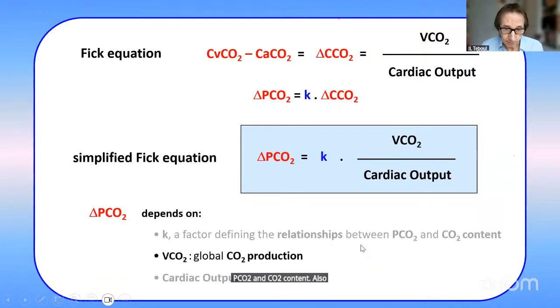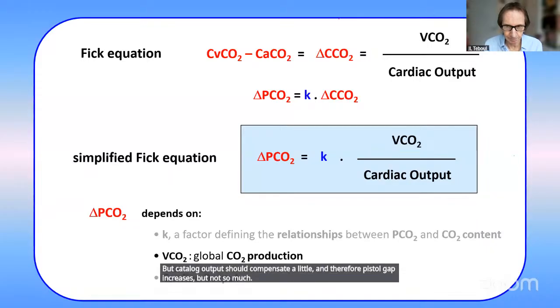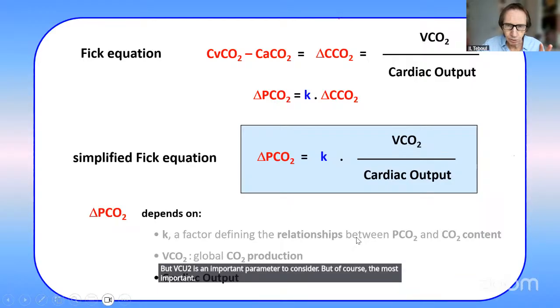Also, global CO2 production. For example, if you exercise, you have an increase in oxygen consumption, and therefore an increase in the global CO2 production. It's normal. So your PCO2 gap should increase, but cardiac output should compensate a little, and therefore PCO2 gap increases, but not so much, except if cardiac output cannot compensate for this increase in VCO2. But VCO2 is an important parameter to consider. But of course, the most important parameter to consider is cardiac output.